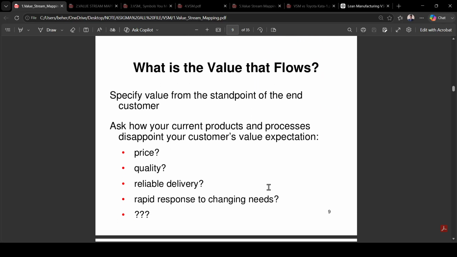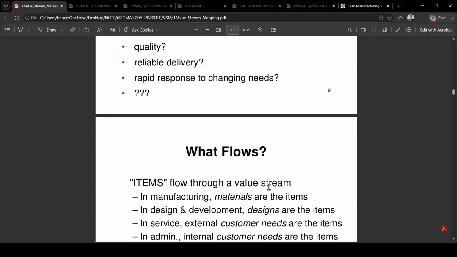What is the value that flows? Specify value from the standpoint of the end customer. Ask how the current products and process disappoint your customer's value expectation: price, quality, reliable delivery, rapid response to changing needs.